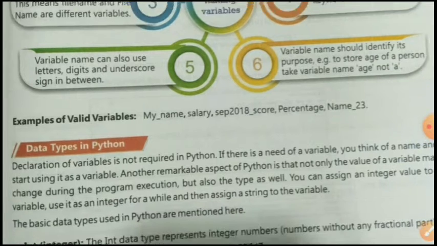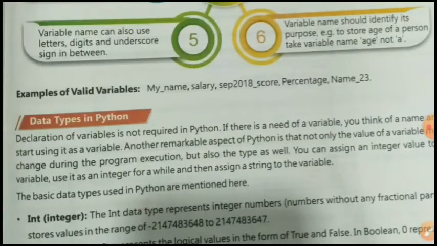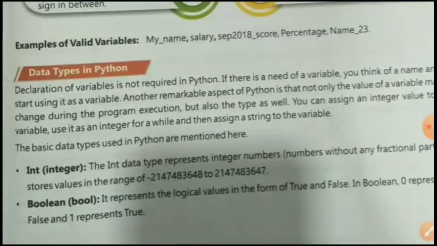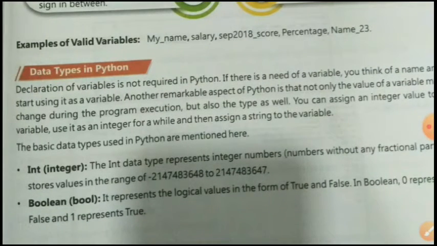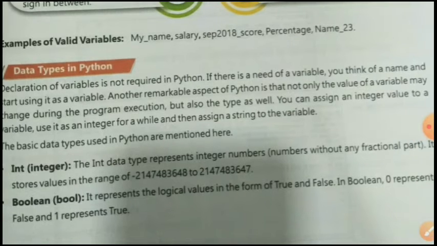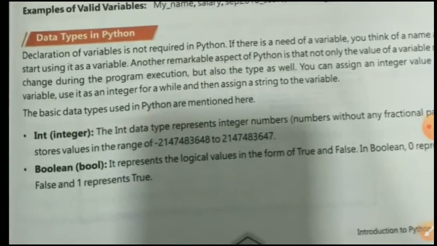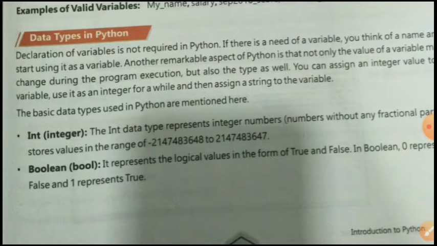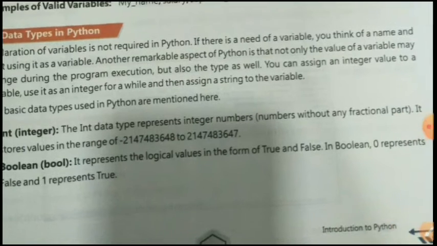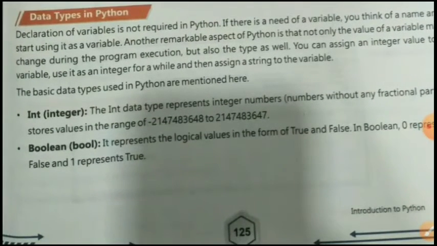Data types in Python. Declaration of variables is not required in Python. If there is a need for a variable, you think of a name and start using it as a variable. Another remarkable aspect of Python is that not only the value of a variable may change during program execution, but also the type. You can assign an integer value to a variable, use it as an integer for a while, and then assign a string to the variable.